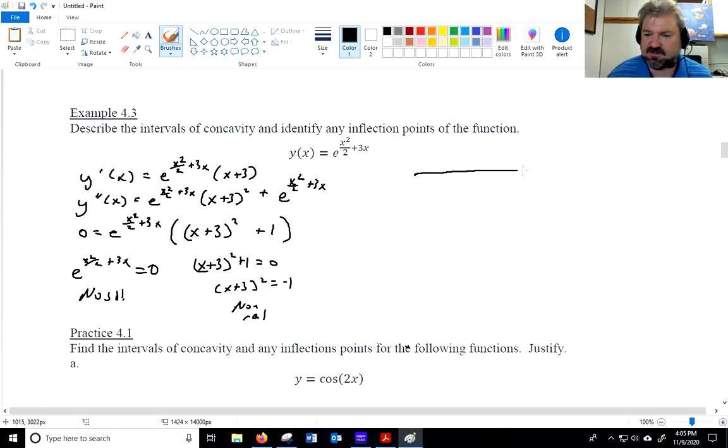So we just need to look at the number line for the entire thing. So if I plug in any number at all, say 0 in the y double prime, what I'll get is 1 times 9 plus 1. I get a positive number. So that means that y must be concave up the entire time. So y is concave up from negative infinity to infinity because y double prime of x is greater than 0. And there are no points of inflection.